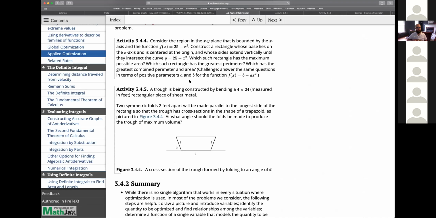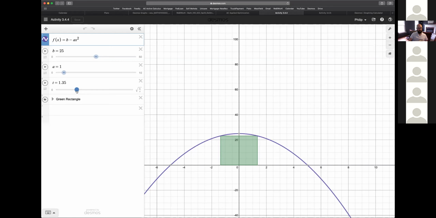And we're building a rectangle, and we want the base to be on the x-axis, centered at the origin, and the sides extend vertically until they intersect the curve. So what we've done is we've built a rectangle, with the base on the x-axis and the corners of the rectangle on this curve. I can extend all the way out, I can make a really narrow rectangle like this, I can make one that's tall and skinny, or somewhere in the middle.